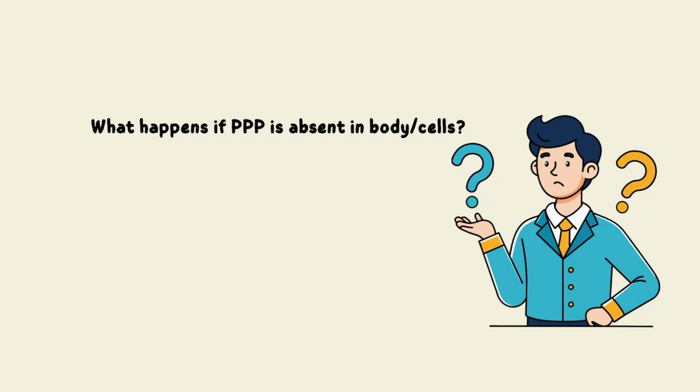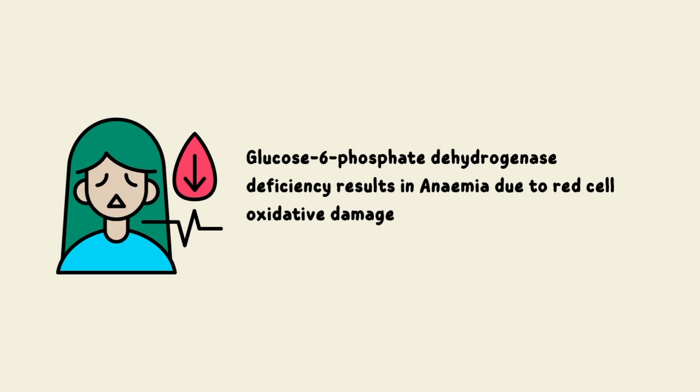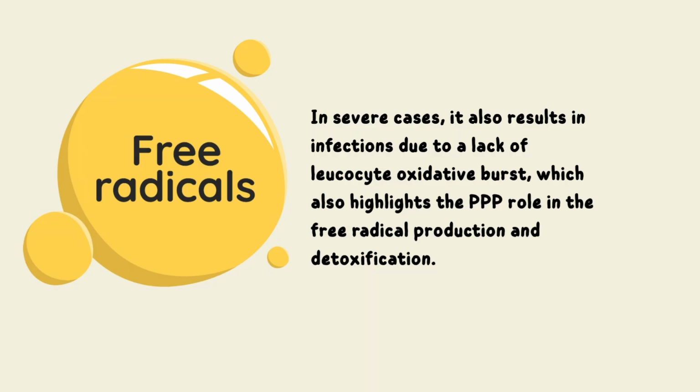Genetic deficiencies of the pentose phosphate pathway occur relatively commonly in the enzyme glucose 6-phosphate dehydrogenase. The G6PD, that is glucose 6-phosphate dehydrogenase, enzyme deficiency results in hemolytic anemia due to red cell oxidative damage. But in severe cases, it also results in infections due to lack of leukocyte oxidative burst, highlighting the dual redox roles of the pathway in free radical production and detoxification.